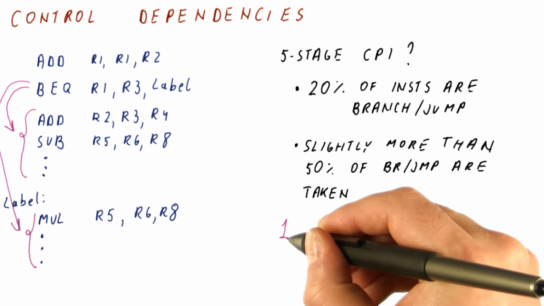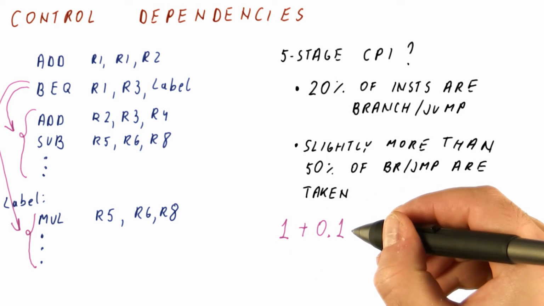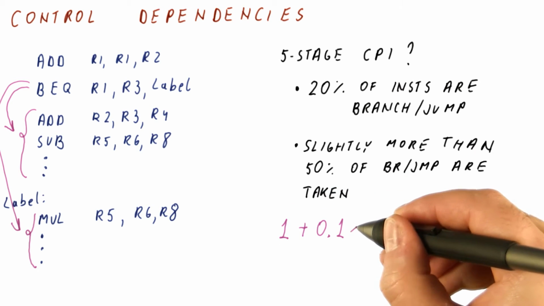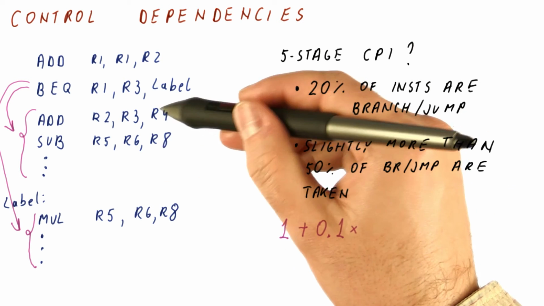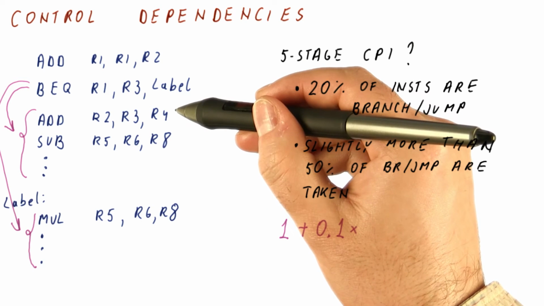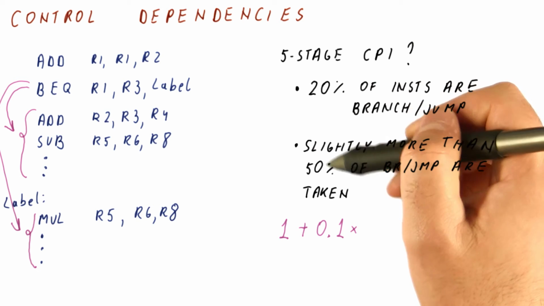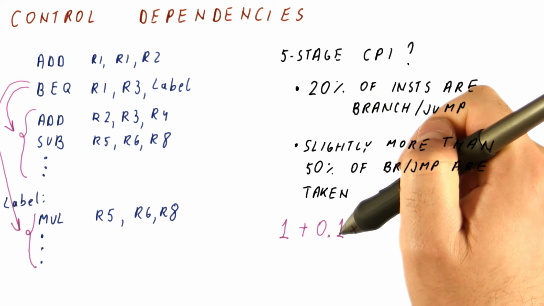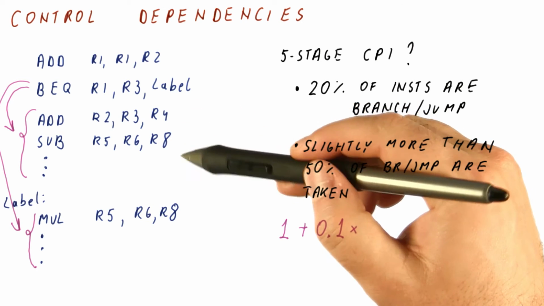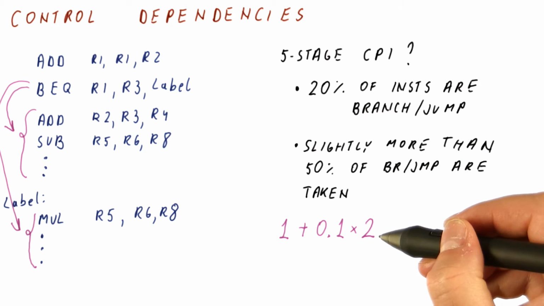So our CPI will be 1, this is the ideal CPI, plus 10% of the time we waste some number of cycles because of a mispredicted branch. Basically, we fetch the wrong instructions. How many cycles do we waste? Well, in our 5-stage pipeline, if the third stage is where we figure out the branches, once we do that and we determine that we've been wrong about what we fetched, we have to cancel the 2 instructions that we already fetched. So there will be 2 cycles of not finishing an instruction after such a branch.